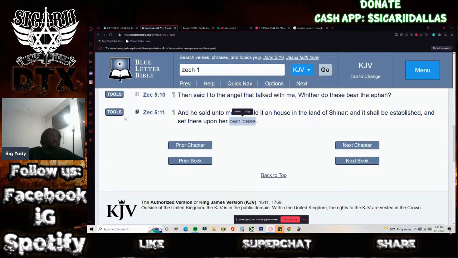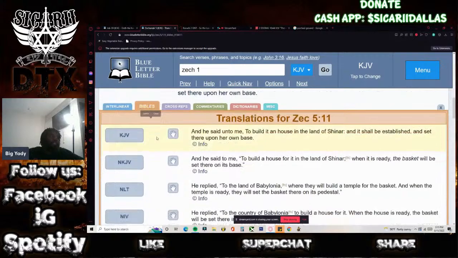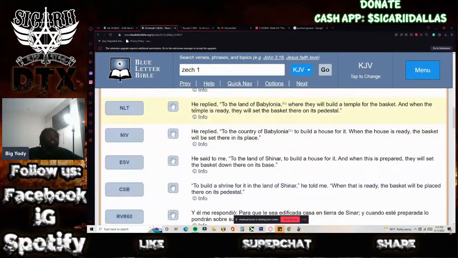And let's look at this in another translation, because it's going to go right with what I said. The NLT says, he replied, to the land of Babylonia, which is Shinar, where they shall build a temple for the basket. The basket is a representation of the ephah. And when the temple is ready, they shall set the basket there on its pedestal. Now, this pedestal, this isn't going onto a low estate. This is going to the glorification.